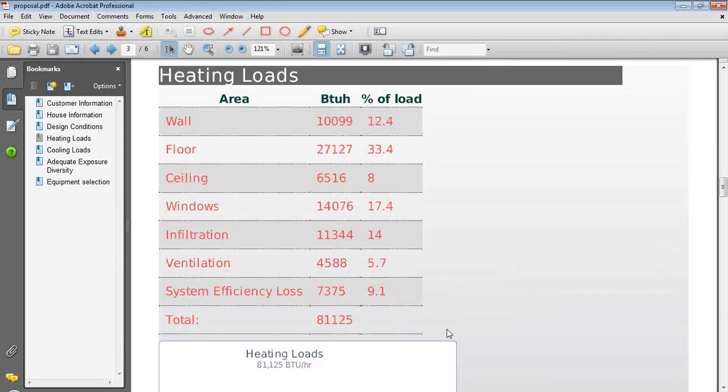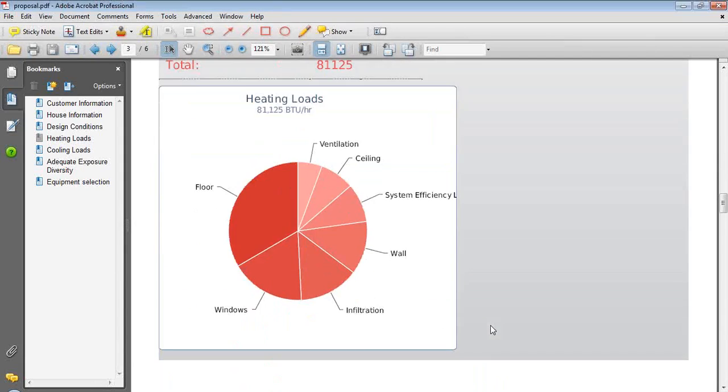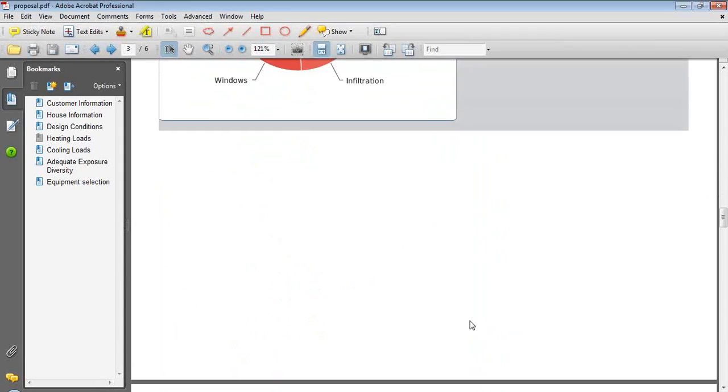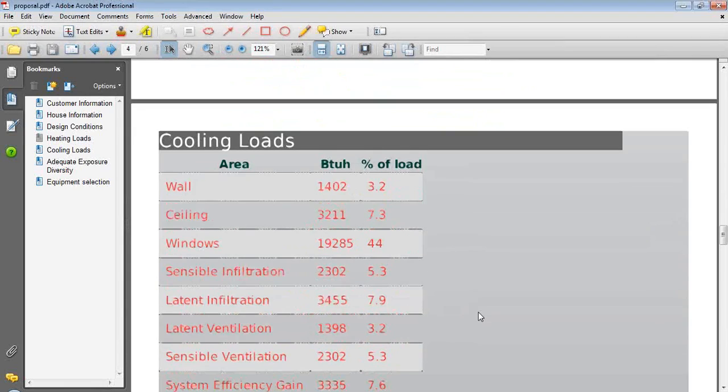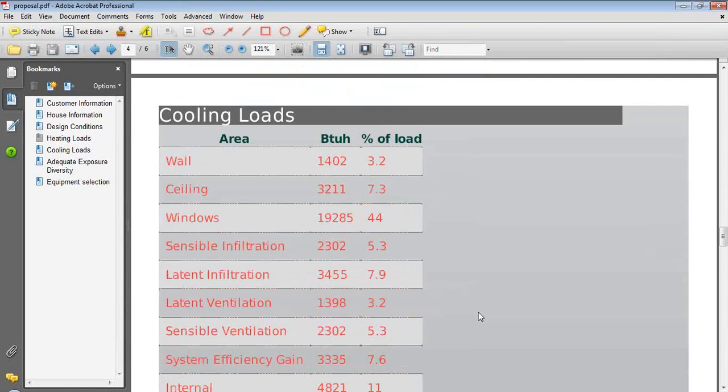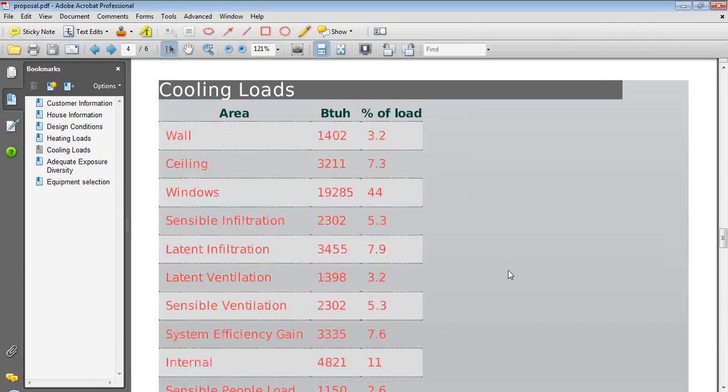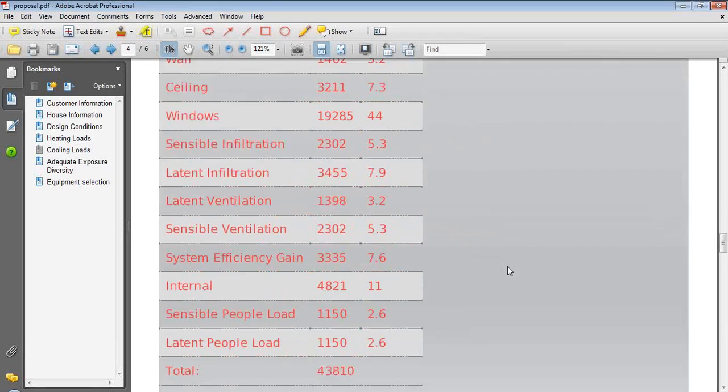So my heating loads, 81,000 BTUs is my final heating load. And here's my cooling loads. Once again, it breaks it down by the different loads. And then in some cases, like in terms of infiltration air, it gives me sensible and latent because that air would have both of those loads associated with it. Whereas, say, the wall and ceiling loads would be all sensible because it's just transmission through those materials.